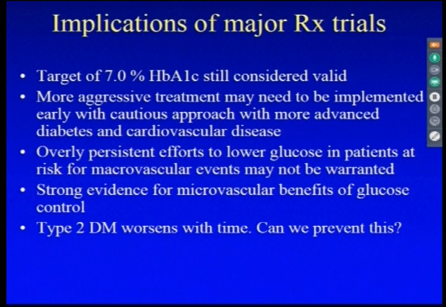So the implications overall of these trials: the target of 7 as recommended by the American Diabetes Association is still considered valid. More aggressive treatment may need to be implemented early, with cautious approaches in more advanced diabetes and cardiovascular disease. And I think this is the important thing: overly persistent efforts to lower glucose in patients at risk for macrovascular events may not be warranted. There's strong evidence, however, for microvascular prevention. And again, type 2 worsens with time, and can we prevent this? That's an unanswered question as yet.